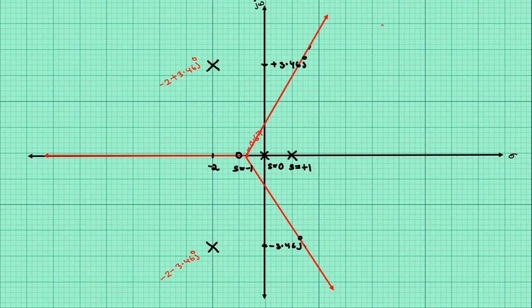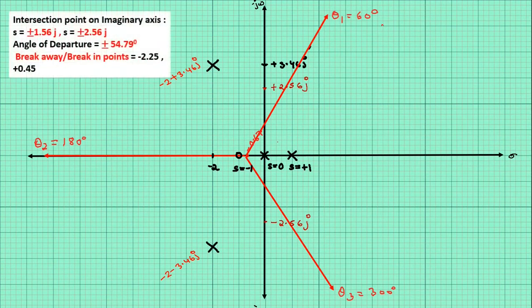This is our angle theta 1, which is equal to 60 degree. This is theta 2, which is 180 degree. This is theta 3, which is equal to 300 degree. Now we have represented all the asymptotes on the graph paper. Now next step is to represent the intersection point of the root locus on the imaginary axis, which is equal to S equal to plus minus 1.56 j.